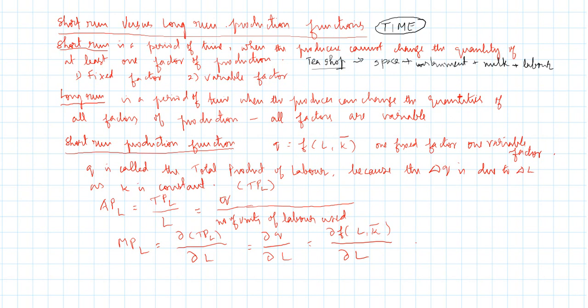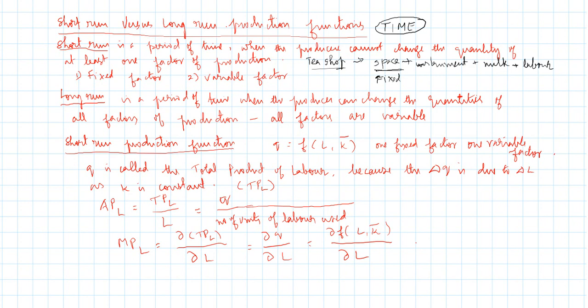So this particular thing cannot be varied in a short period of time, let us say in a period of 6 months. So 6 months is a period of time which we call a short run, because the space the shop has is called a fixed factor. That is, the quantity of space cannot be increased or changed, whereas the instruments, milk and other things can be changed.